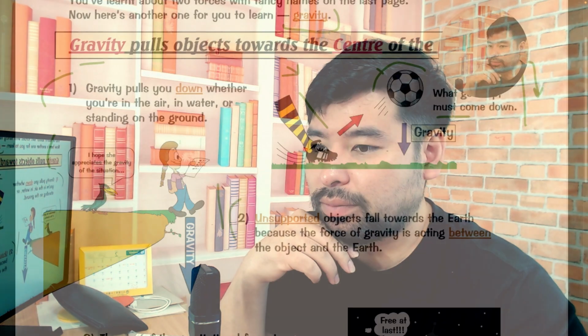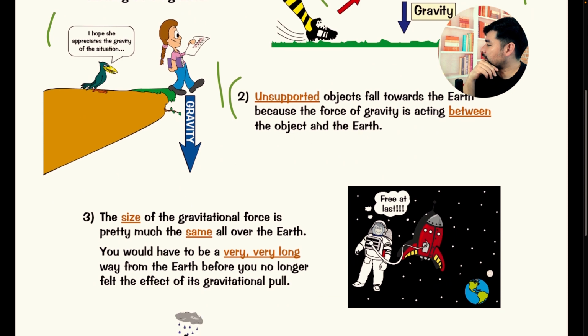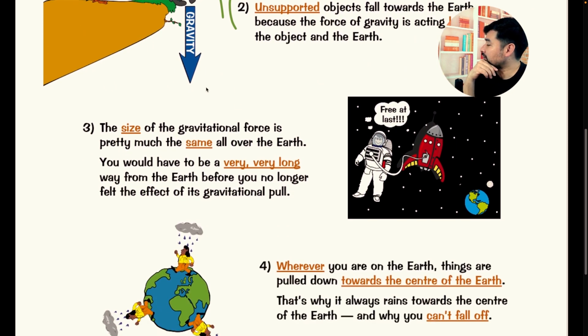Are you getting that? I hope so. So let's get back. And number 3, right? We have this thing here, okay? So the size of the gravitational force is pretty much the same all over the Earth. I mean, the size of the gravitational force, is it a big force? Is it small? It's pretty much the same. It's equal all over the Earth, okay? And it doesn't matter where you are on Earth, the force is kind of the same, okay?